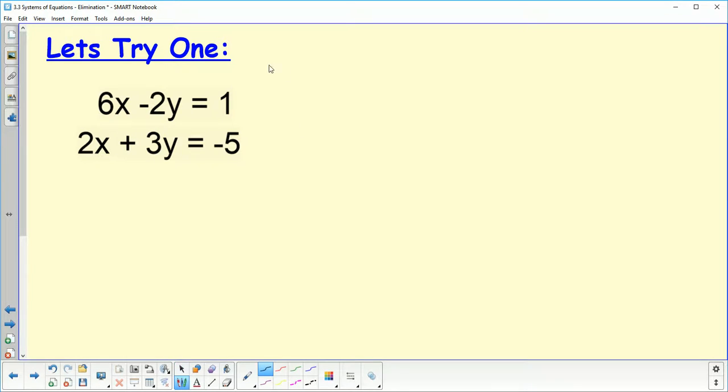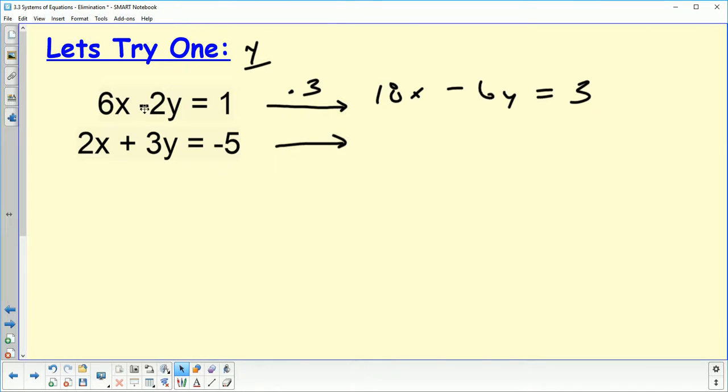This one I'm going to solve for y first, which means I need to take this first equation, and since I'm doing y, you'll notice that the values are already opposite. I'm going to multiply this one times 3, which gives me 18x minus 6y equals 3. And on the second one, I don't want to multiply by negative 2, I'm going to multiply by a positive 2. So always the opposite of that first one. So 2 times 2x is going to give us 4x, 3y times 2 is going to give us a plus 6y, and negative 5 times 2 is going to give us a negative 10.